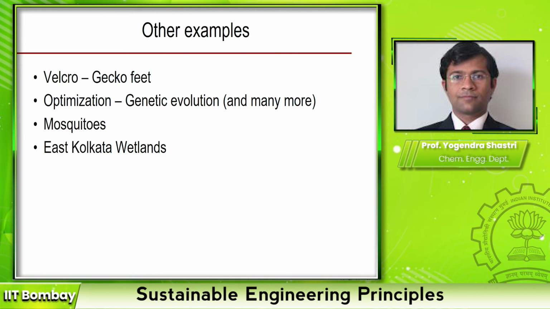And there are several other examples. The biomimicry website that I will show in the next video has a lot of examples from various different domains. Some examples that I've listed here are Velcro, which is inspired from gecko feet. If you work in optimization, you would have come across genetic algorithm, one of the methods to solve optimization problems. You can say that that method is actually adapted from nature, and therefore it's an example of biomimicry.